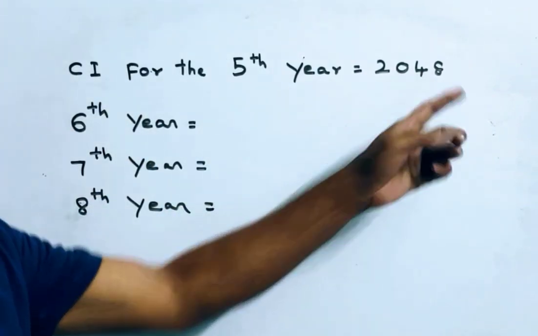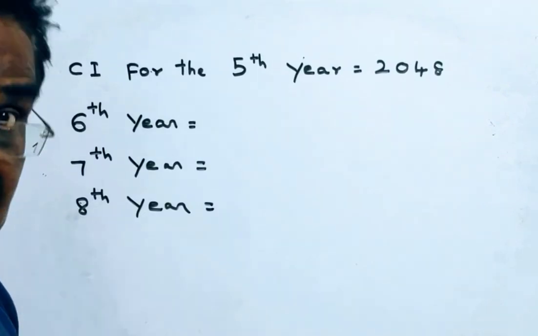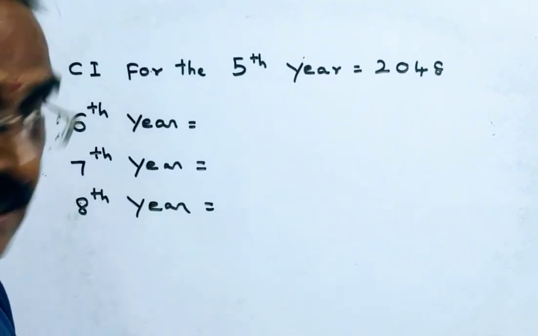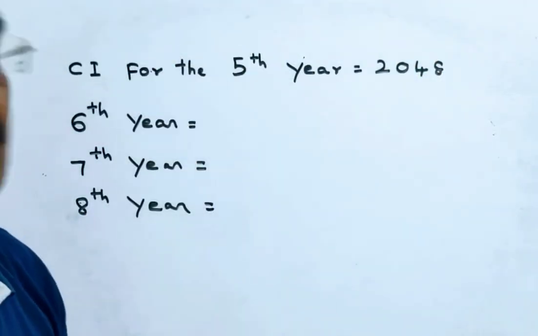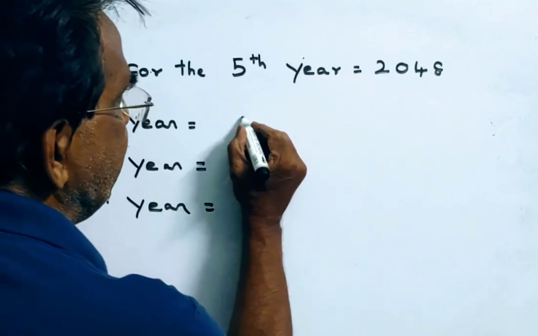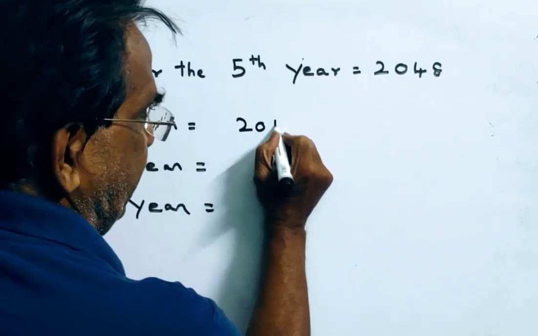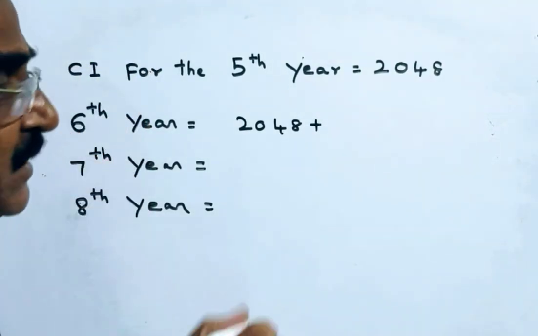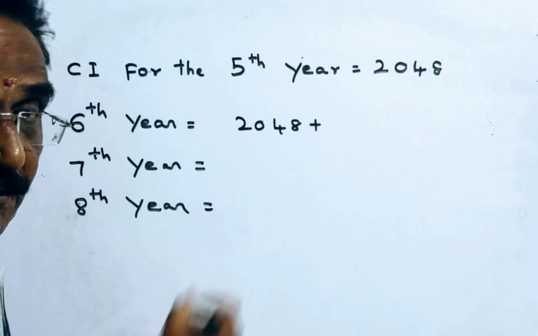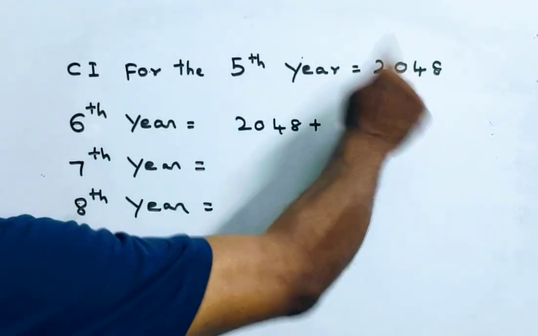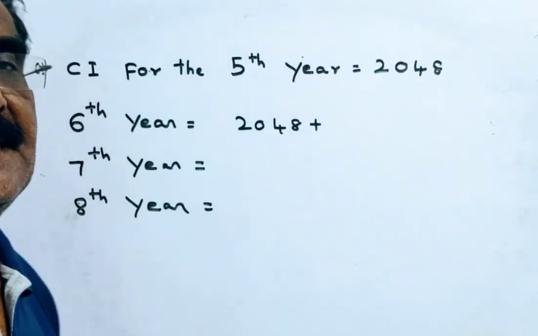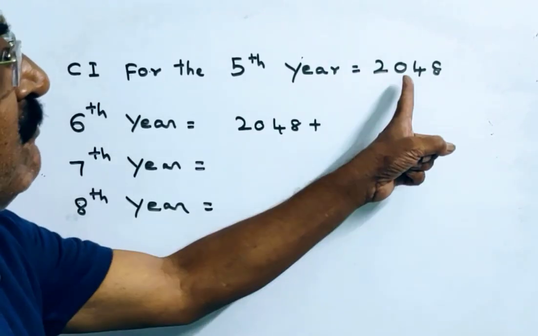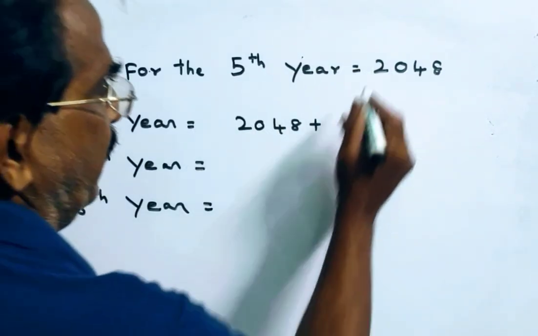Friends, for the 5th year 2048, for the 6th year we get the same 2048 plus interest on 2048. So for the 6th year we get 2048 plus, in compound interest we get interest on interest. Here the interest rate is 12.5%. 12.5% is 1 by 8. So we get 1 by 8 of 2048.